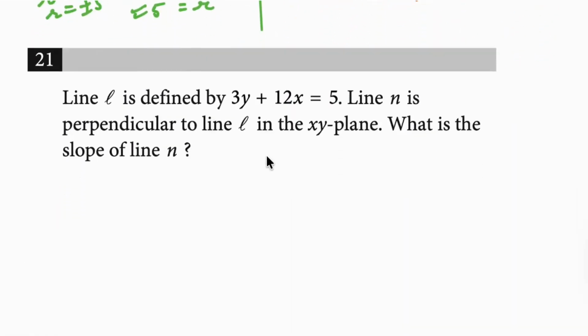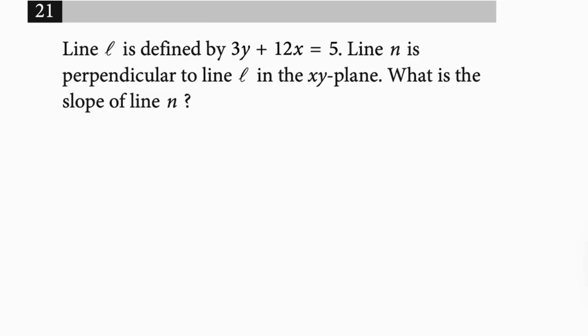Question number 21. The line L is defined by 3y + 12x = 5. Line N is perpendicular to line L in the xy plane. What is the slope of N?